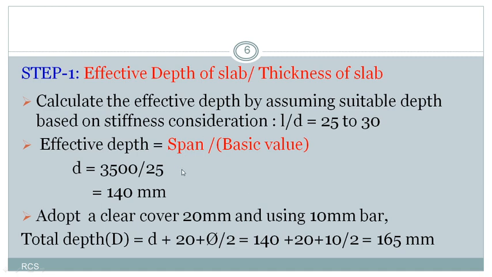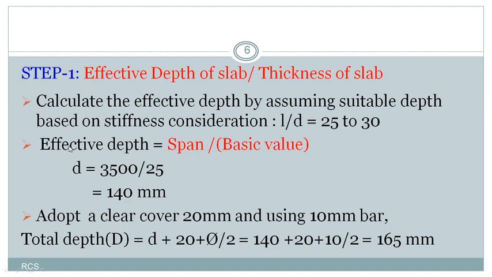This can be calculated in another way also. The basic value generally considered for a simply supported beam is 20, and it must be multiplied by a modification factor. You can assume a modification factor from 1.5 to 2. From that also we can calculate the effective depth: span by basic value multiplied by modification factor, which will give the same 25 to 30 value. Both remain the same.